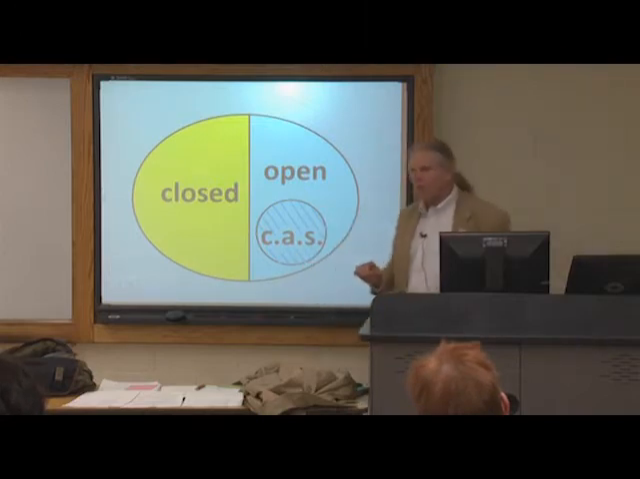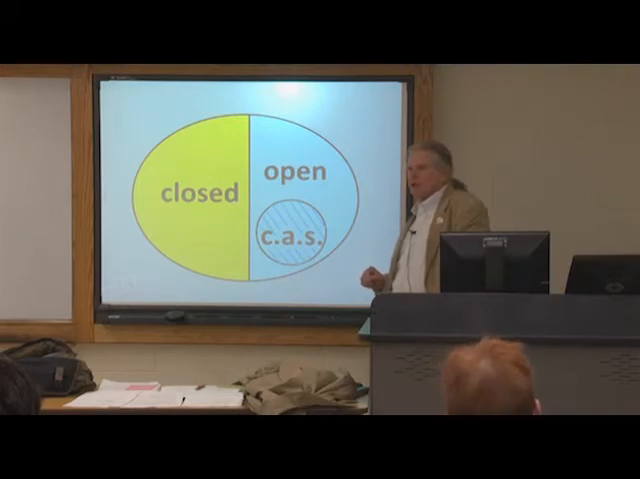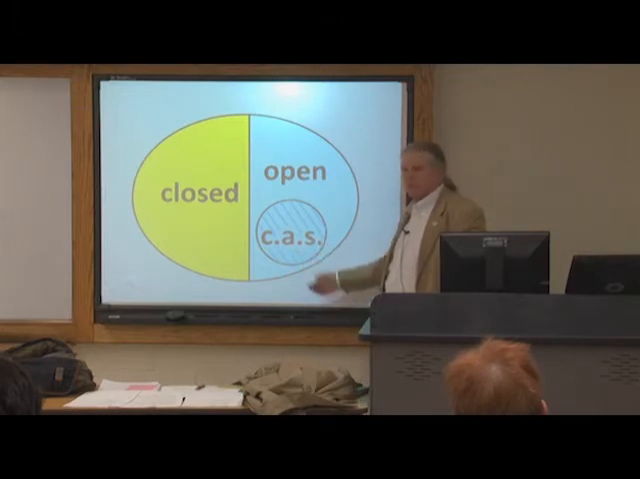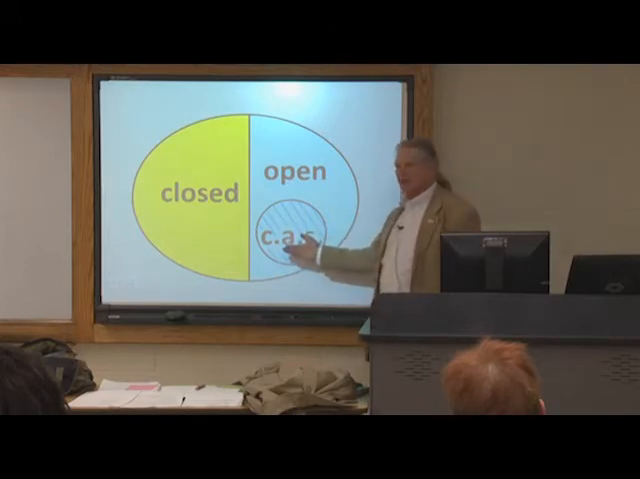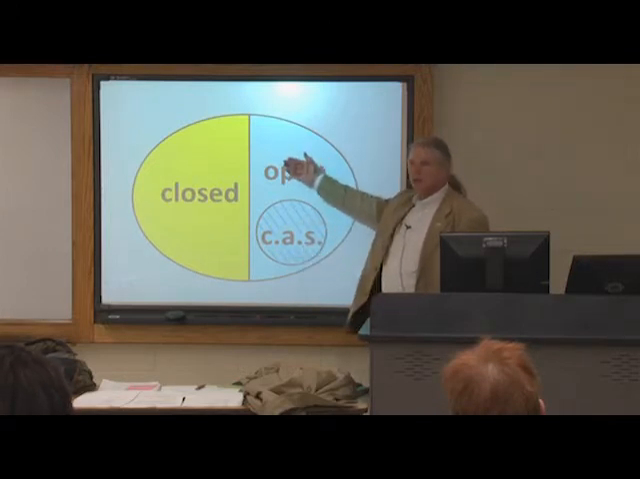So if I were to ask you, true or false, all complex adaptive systems are open systems, what would you say? True, right? If I were to say, some closed systems are complex adaptive systems, true or false? It's false, right? How about all open systems are complex adaptive systems? False. How about all complex adaptive systems are open systems? See where we're going with this? All complex adaptive systems are open systems, true, but not all open systems are complex adaptive systems. Some open systems are not complex and adaptive.